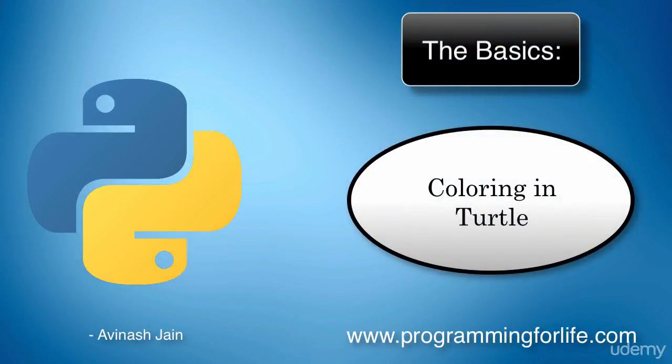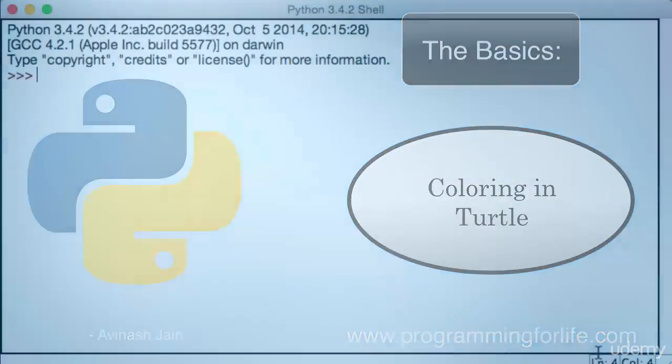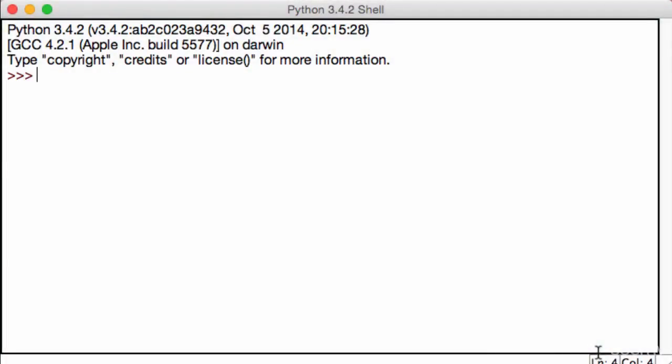Alright, so we're now going to talk about coloring of our objects. The whole concept of color begins with the t.color function, and then we'll move on to begin_fill and end_fill. So the way this is going to work is, let's go ahead and import turtle. Let's go ahead and get our module there.